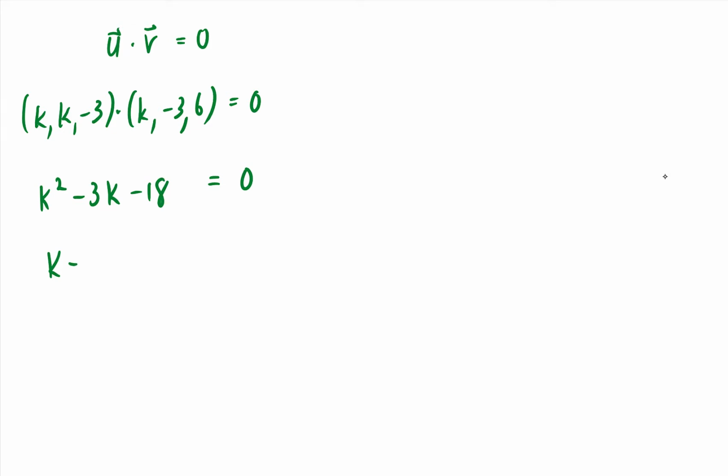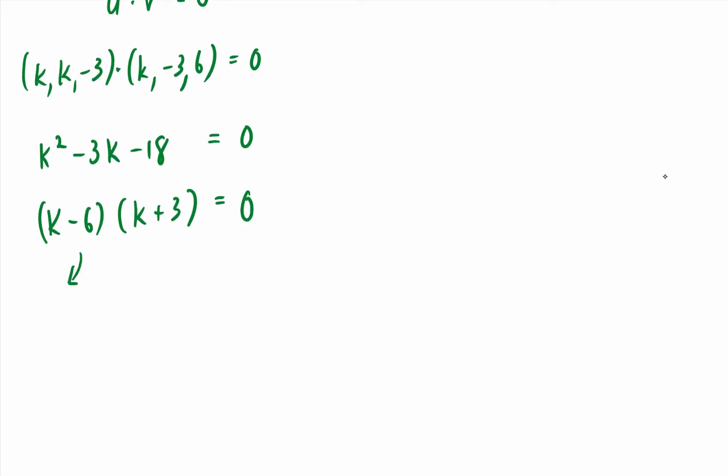So first of all, we need to factor this quadratic. So that's going to be (k - 6)(k + 3). Those two numbers, -6 and 3, add to -3 and multiply to -18. So we end up with one value of 6 and one value of -3. And we are done. So those are the two k values.